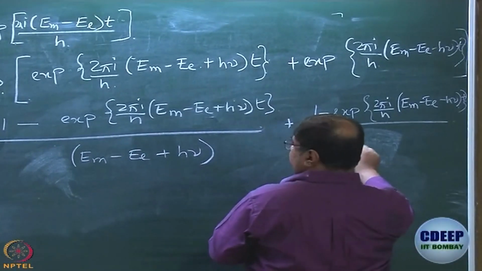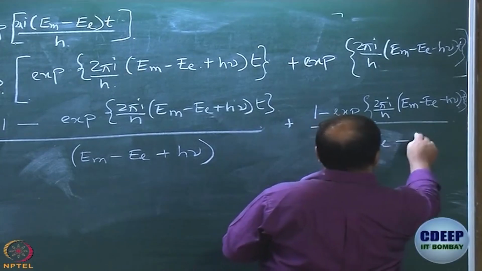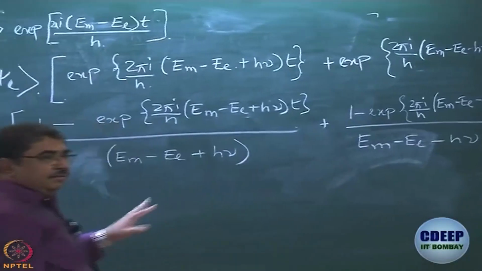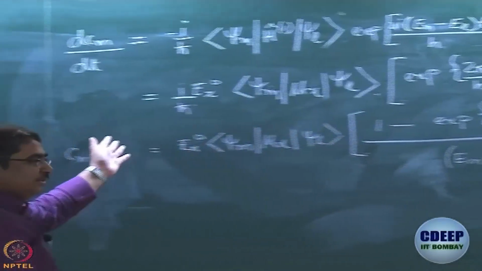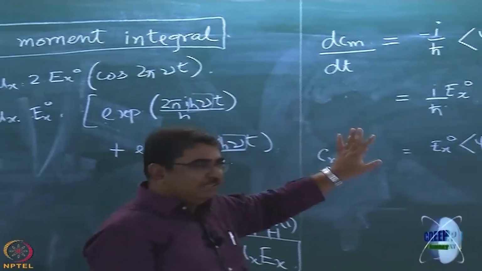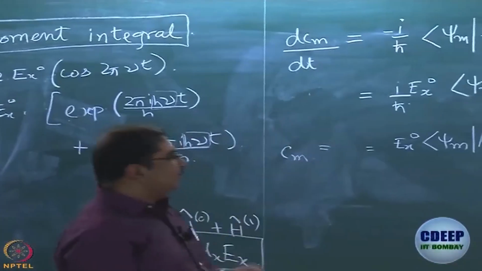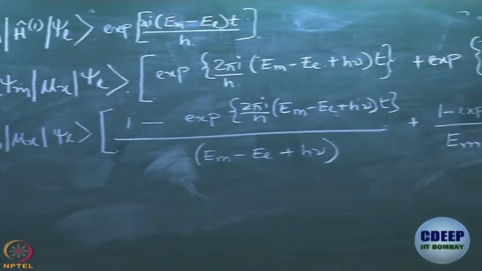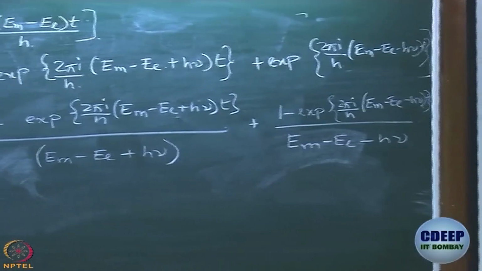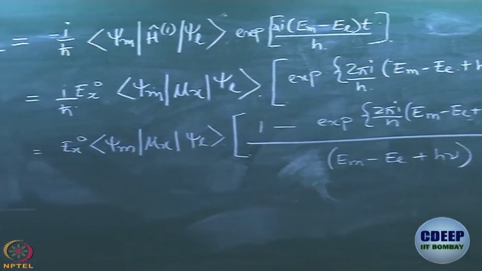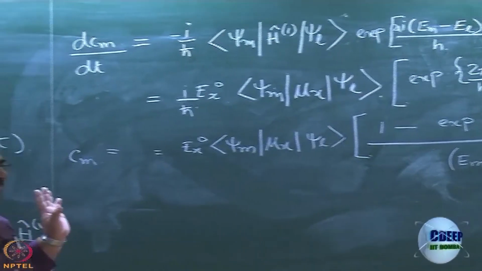Em minus El minus h nu. Yes, because we have cancelled the h cross. So, this is okay except for the minus sign. Let us proceed with this. Now, look at these two terms. Will you agree with me if I say that most of the time both the terms are actually very, very close to 0?